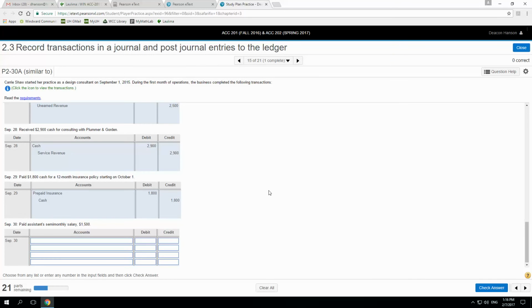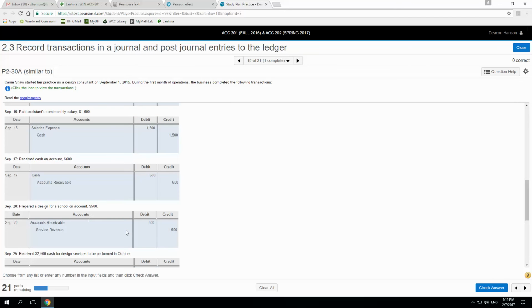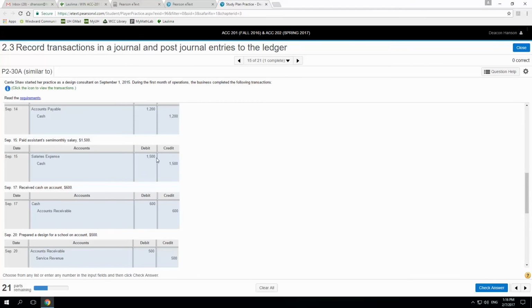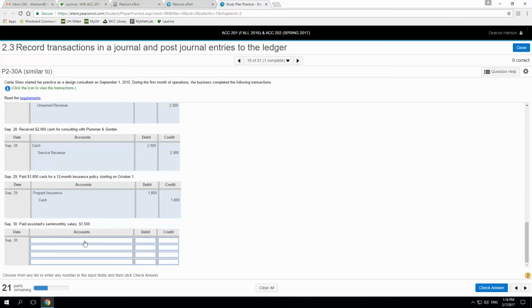Okay. Again, this is the exact same thing. I think the number might be a little different, but we paid the office assistant salary at mid-month up here on the 15th. Same amount. So it's going to be the same entry as on the 15th. 1,500, debit salary expense and credit cash.